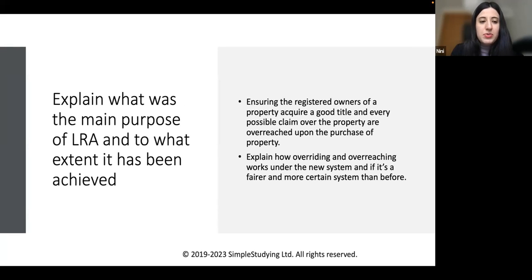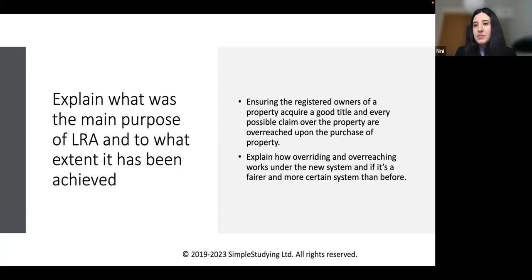Explain what was the main purpose of the LRA and to what extent it has been achieved. Ensuring the registered owners of a property acquire a good title and every possible claim over the property is overreached upon the purchase of the property. Explain how overriding and overreaching work under the new system and if it's a fairer and more certain system than before. So you need to explain the possible reasons why overriding and overreaching work better in the new system than they did before.